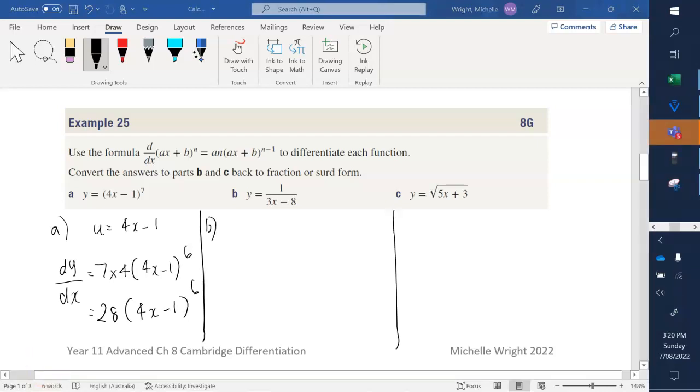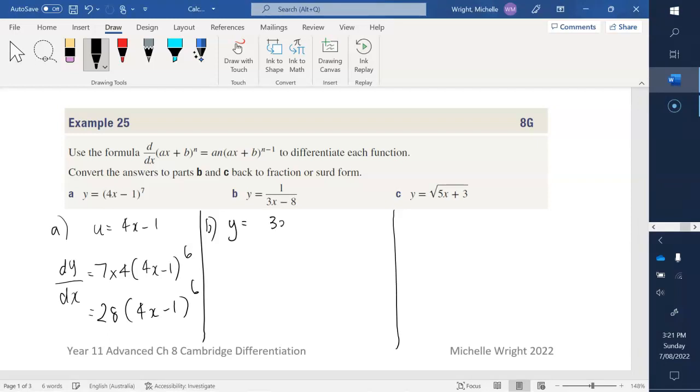Okay, let's have a look at b here. y is equal to 1 over 3x minus 8. And we want to differentiate this, but we're going to need to put this into a format that we can use. So y is equal to 3x minus 8 to the power of minus 1. Remember, the minus throws whatever is in that bracket to the bottom line, and that's what we've got.